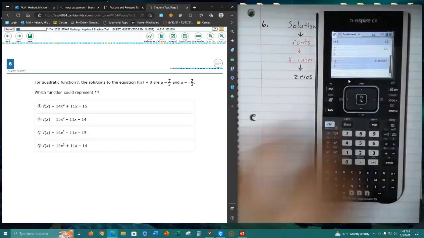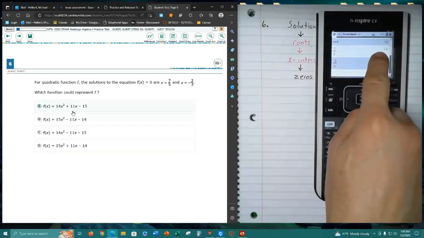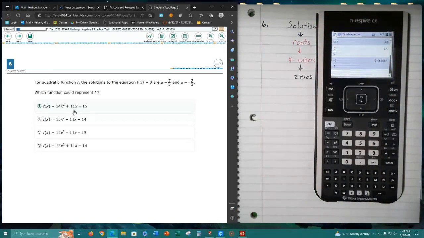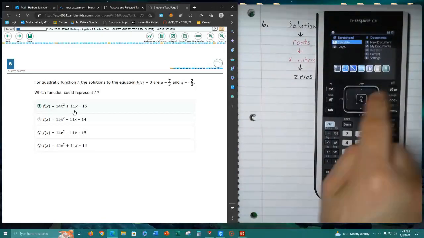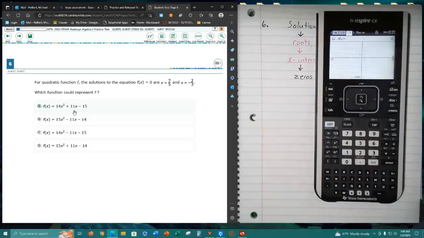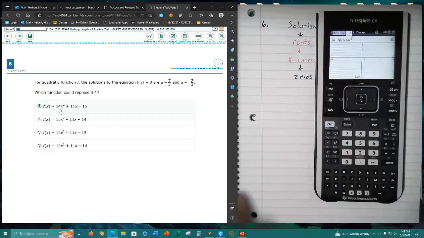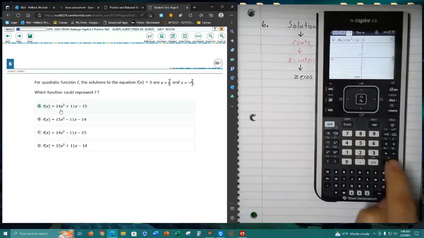Now, the good thing about graphing it is they gave us the function. They said that there's these 4 different functions here, and that one of them represents this situation. So what I'm going to do is graph each one of these and see which one has a zero of 1.4 and negative 0.6. So let's try the first one. So to graph it, I'm going to go home. I'm going to go down to my favorite graphing function down here at the bottom. I'm going to hit enter. And let's put this first one in. So we have 14x squared, and then I'm going to put plus 11x. And then we have minus 15. I'm going to hit enter.